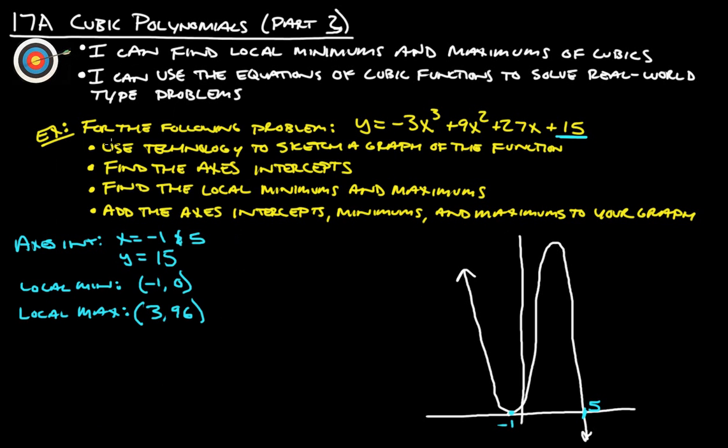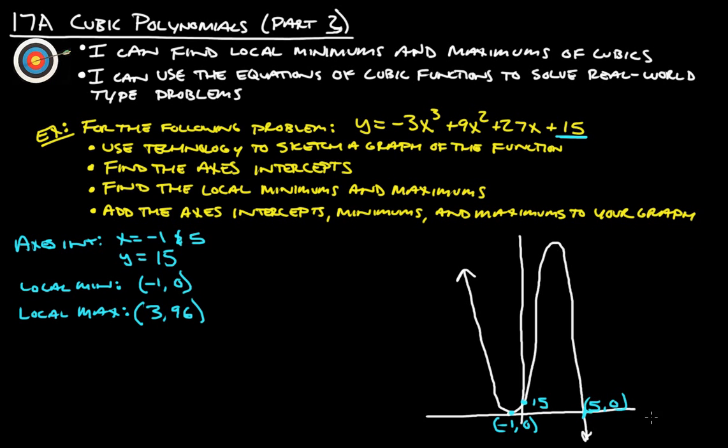Okay, so we've done these first three pieces, and that just says to add the axes intercepts, minimums, and maximums to your graph. There's our axes intercepts. This here is at 15, right? The local minimum is -1, 0, so let's make that into a point. We can make this into a point here also.